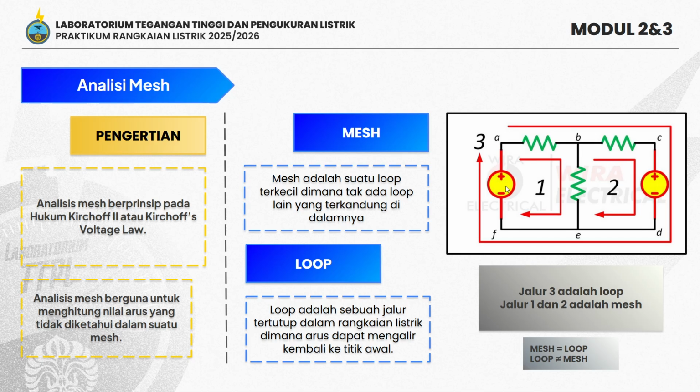Now let's move to mesh analysis. Mesh analysis is based on Kirchhoff voltage law and is used to calculate unknown current in a closed circuit. A mesh is the smallest loop in a circuit that contains no other loops inside it. For example, in the figure shown, loop 3 is not a mesh because loops 1 and 2 are contained inside it. However, loop 1 and 2 are meshes because no other loop exists within them.